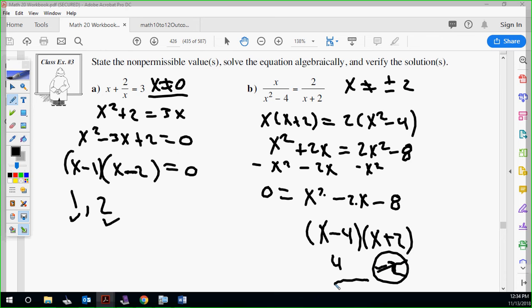So you can plug 4 in to make sure. If you plug it in, let's just do a mental math here. 4 on top. 4 squared 16 minus 4 is 12, so that is 1/3. 2 over 4 plus 2 is 2 over 6. 2 over 6 is also 1/3. So they are good for number 4. Right. So you got rid of your non-permissible.